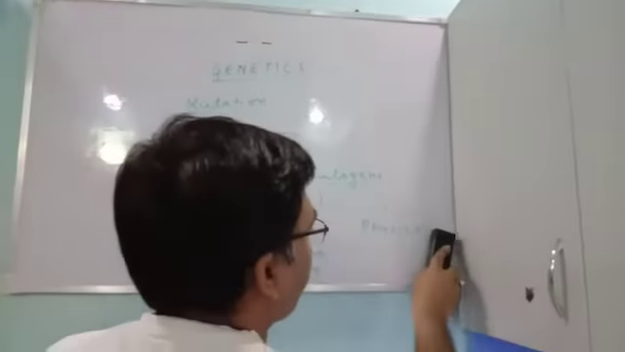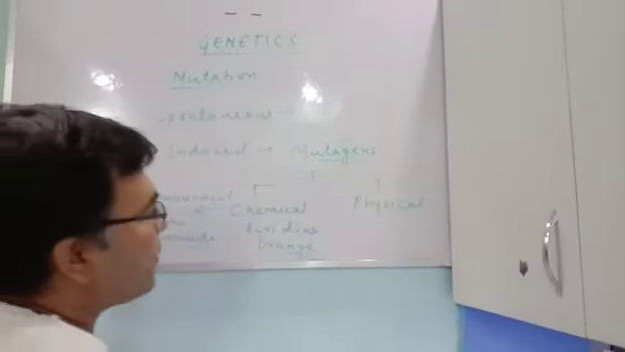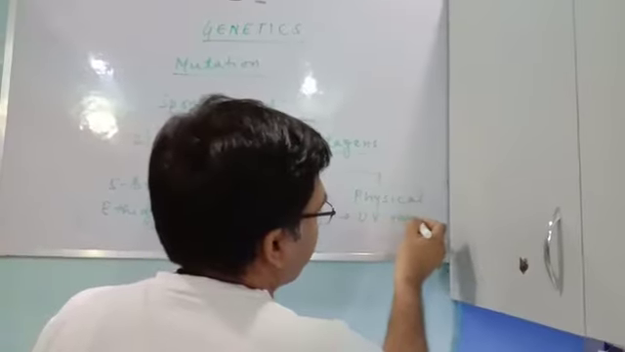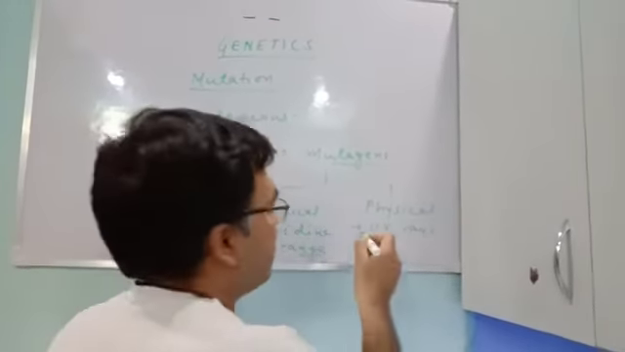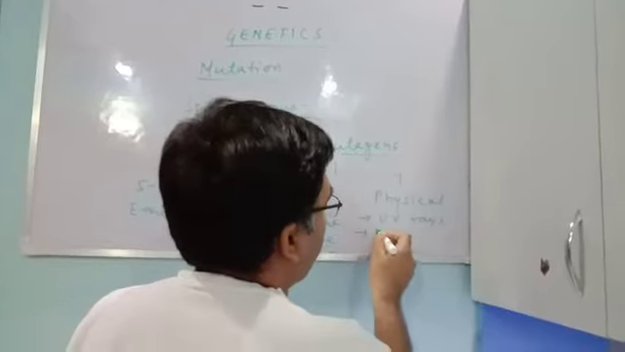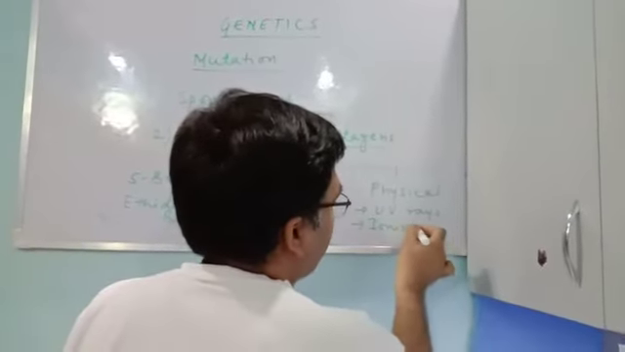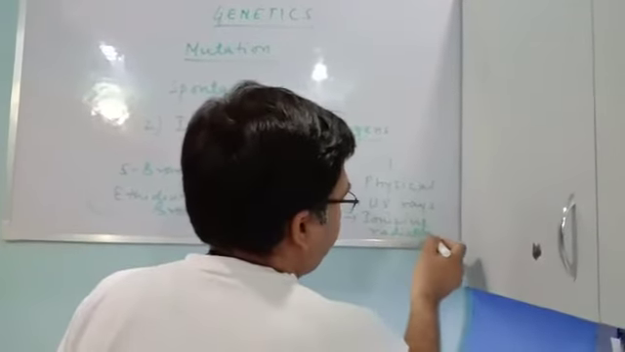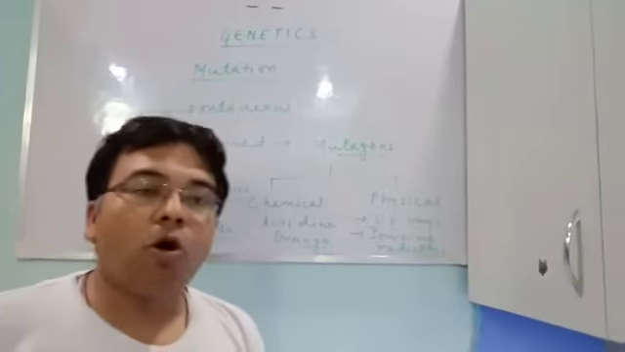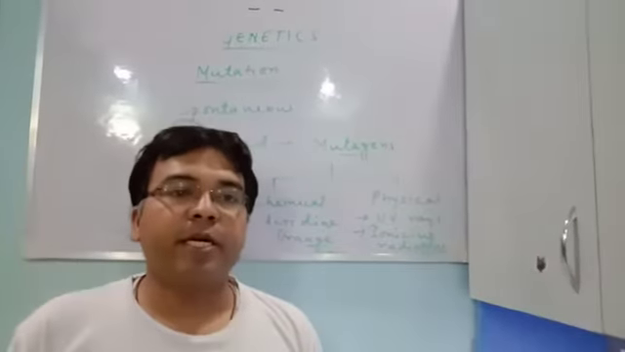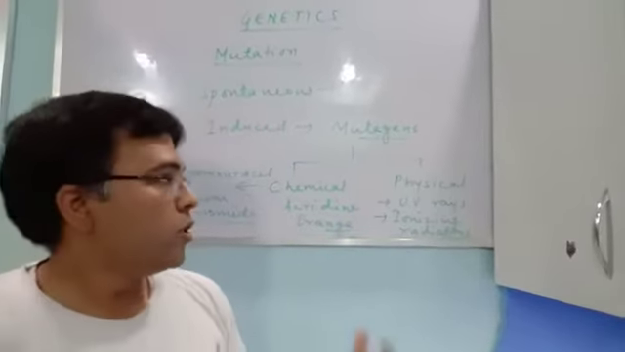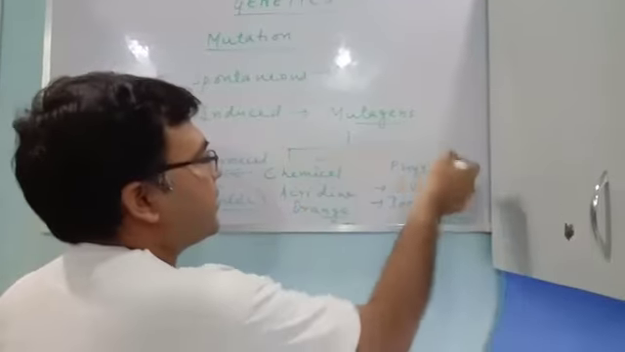Talking about the physical mutagens, physical mutagens include UV rays, that is ultraviolet rays, X-rays, as well as the ionizing radiations. Ionizing radiations, I hope you all are familiar with. These radiations are basically the radiations which can cause ionization, like alpha rays, beta rays, and gamma radiations. So these are very harmful for the normal cells also. So these are the chemical mutagens and these are the physical mutagens.